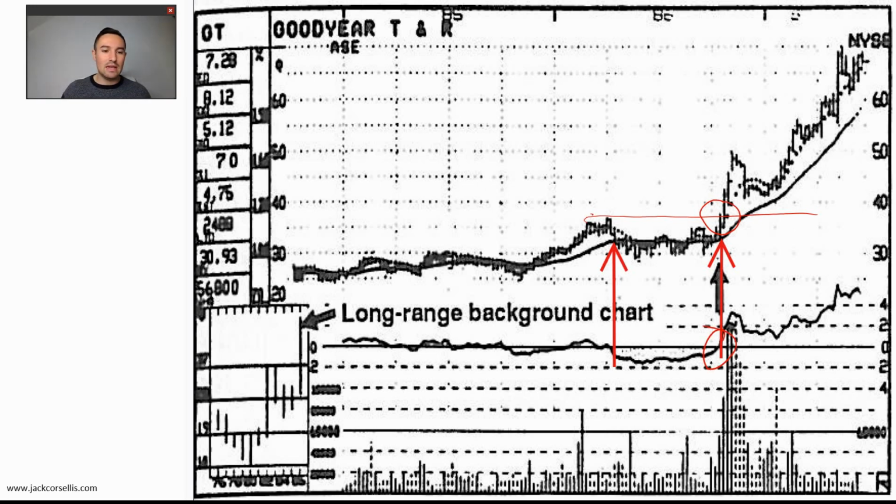Okay, so let me transition back to the laser. The magic pen has made its way into another video. So what we can see here is a long-term base that's forming. This thick black line that you can see is the 150-day moving average, so the 30-week moving average. Here's the volume down here.